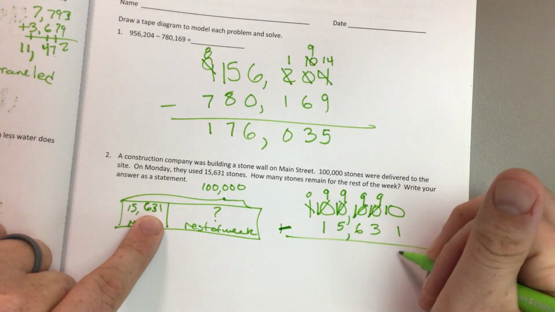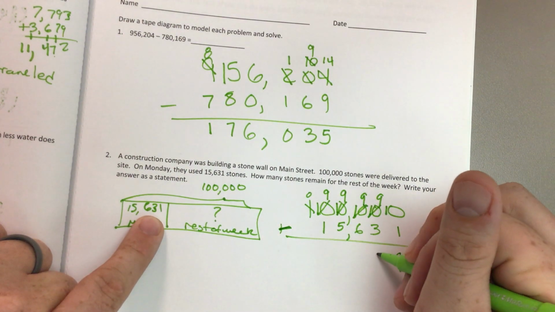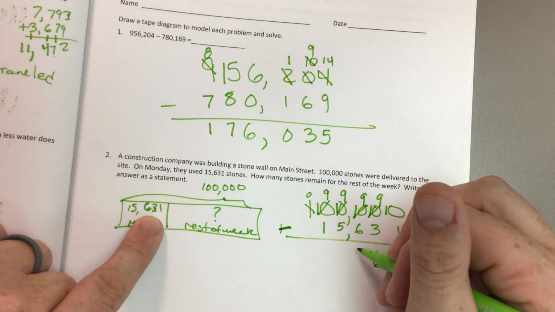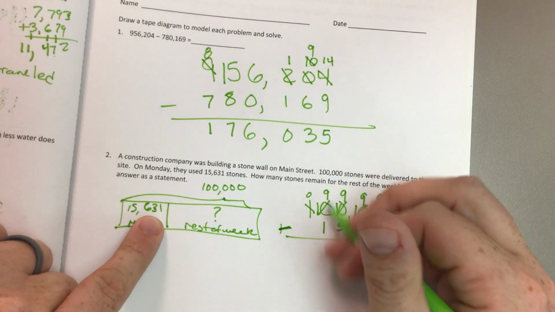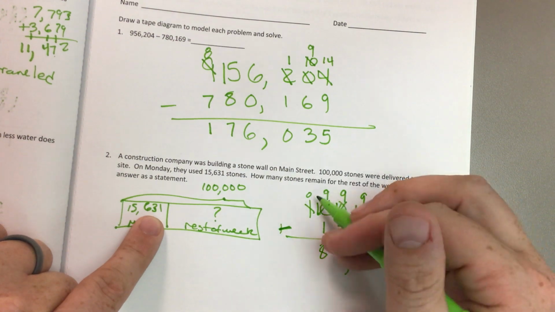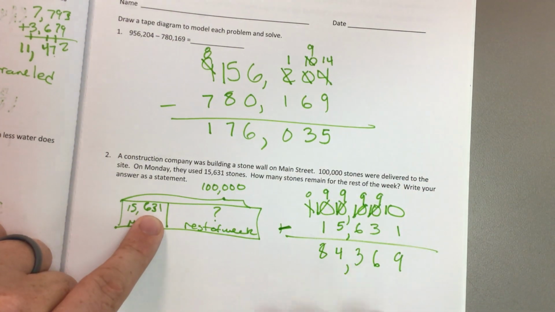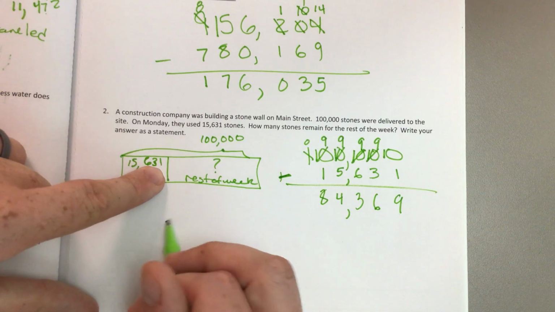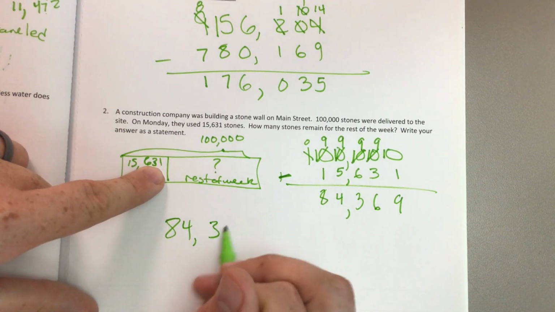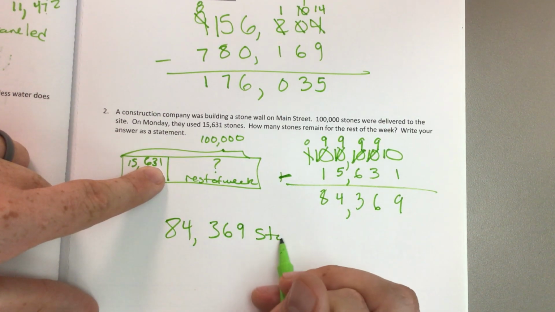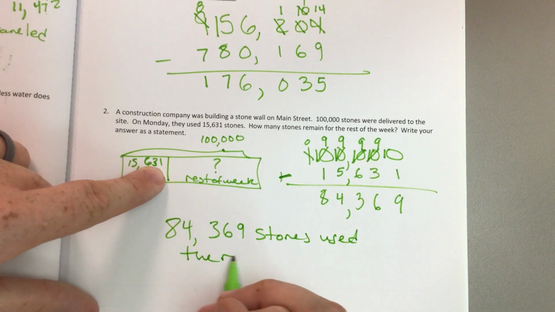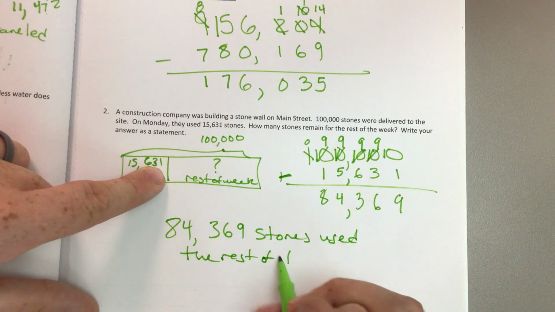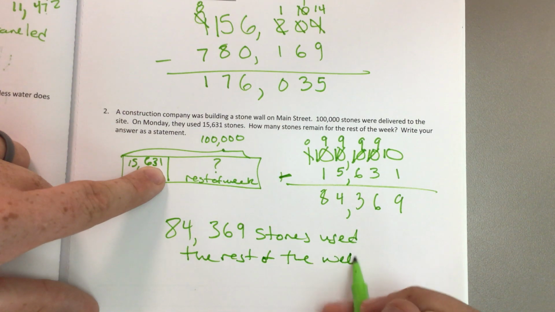Subtraction. 10 minus 1 is 9. 9 minus 3 is 6. 9 minus 6 is 3. 9 minus 5 is 4. 9 minus 1 is 8. 0 minus nothing, nothing. So 84,369 stones used the rest of the week.